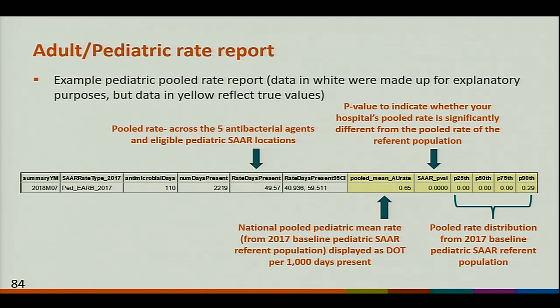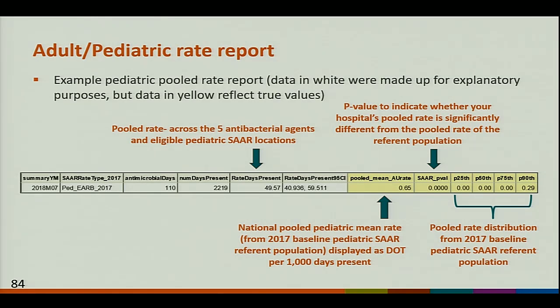After that, in this report, we have a p-value meant to indicate whether your facility's rate is significantly different from the pooled mean rate of the referent population. This variable is called SAAR_p-val, but as a reminder, all the data presented here are unadjusted, and the variable name is called that because the same macro is used to calculate p-values in SAAR reports.